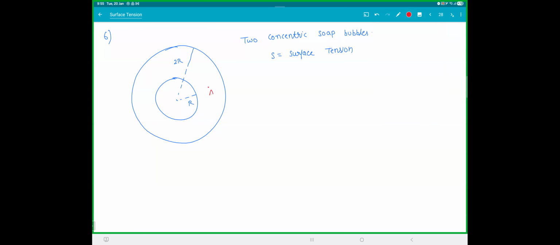So if you take this point as A and this point as B, and the outside is P naught, find PA and PB. Easy one, direct formula substitution. Get this.